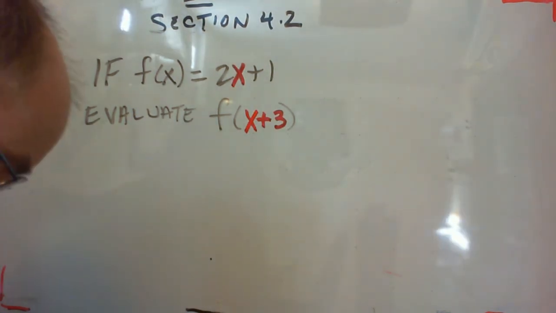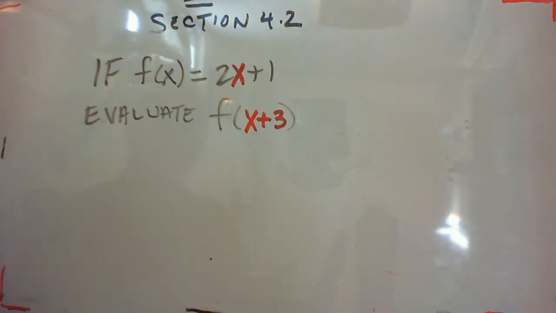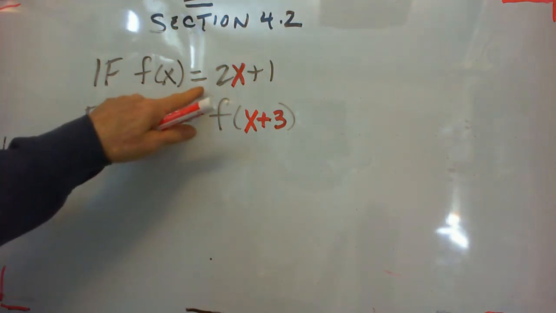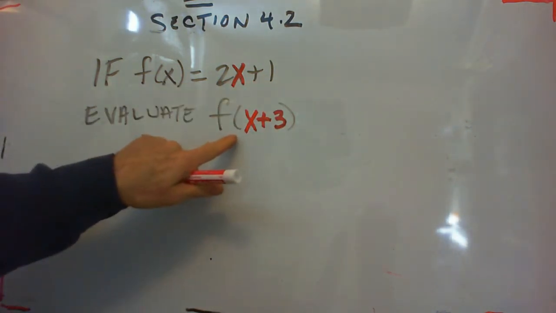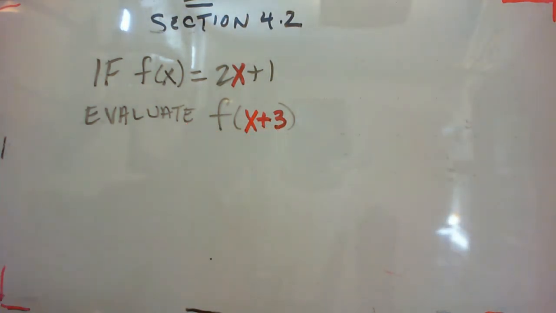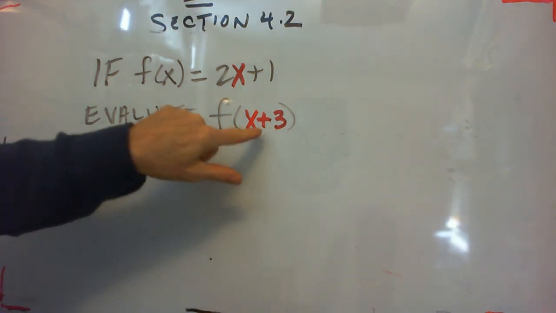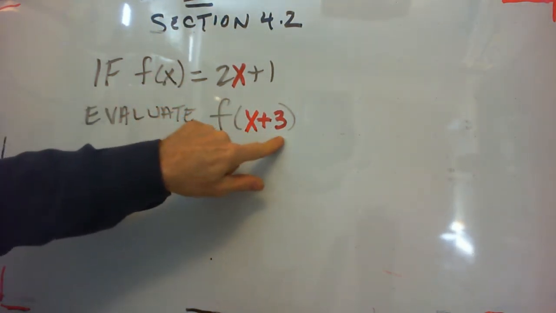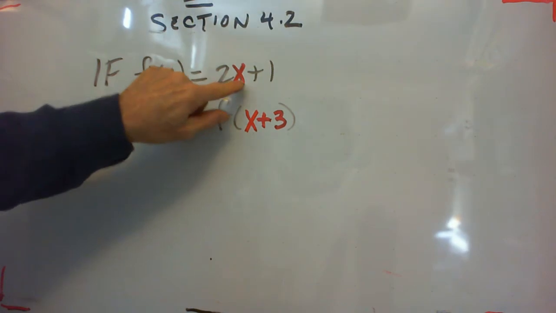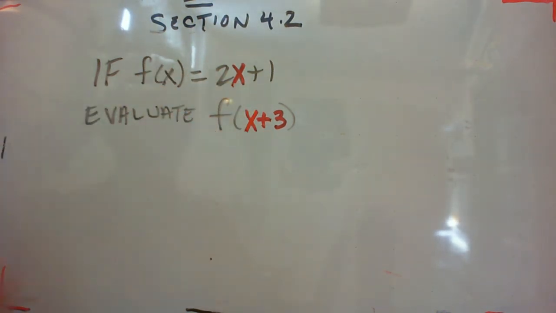Okay, let's try one like number 6. If f of x is the formula 2x plus 1, evaluate f of x plus 3. Well, this one's kind of weird, I know. But our input value is the whole expression x plus 3. We're going to replace the x with x plus 3.